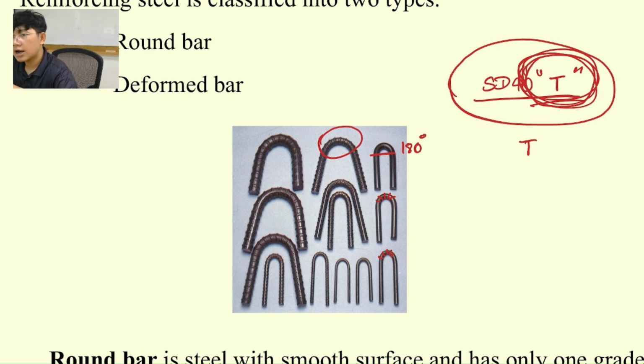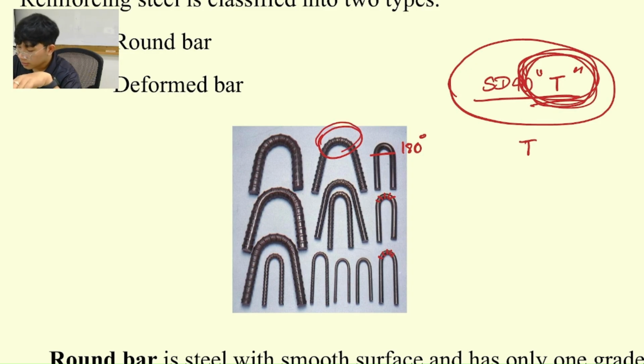Okay, so I think some departments in Thailand, like the highway department, also refuse to use the steel with the grade T over here because it's not really good at bending.